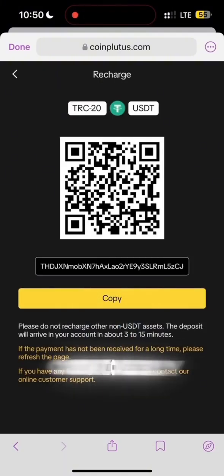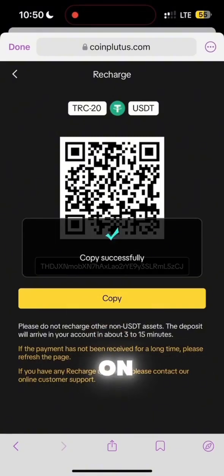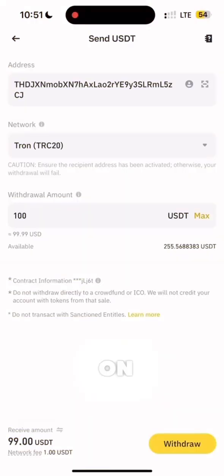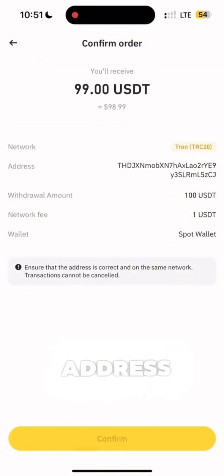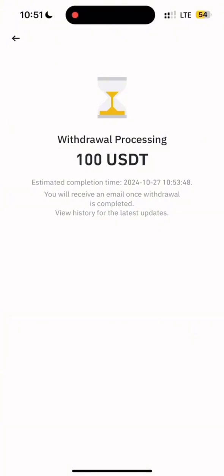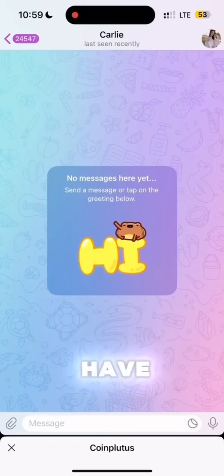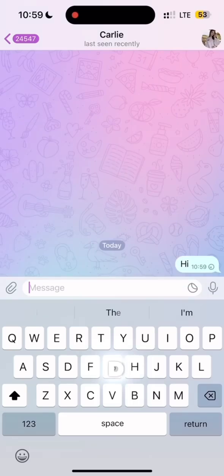So the first step obviously is depositing into your account. You go on deposit and then you click on your address, go to your Binance or whichever app, you withdraw to the app, then voila, as you can see, you have got 99 USD.